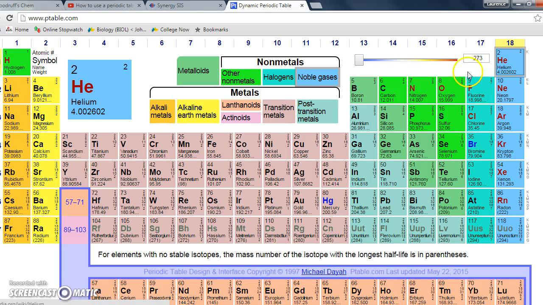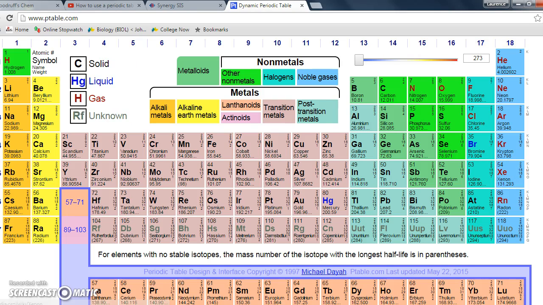Now, we can tell how many shells there are based on what period it is, and how many valence electrons are in that outermost shell based on what group it is. So let's look at iodine. Iodine is in period 5, so it has 5 shells of electrons, and it is in fluorine's group, so it has 7 valence electrons in that outermost shell. We can get that information based on where it is on the periodic table.